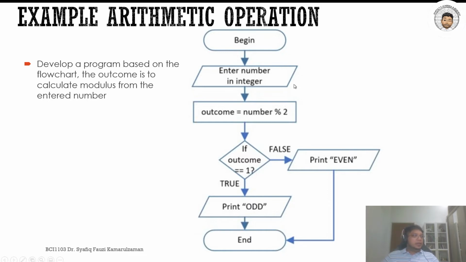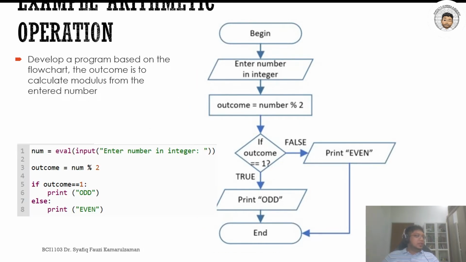Begin, enter number in integer. Outcome is equal number modulus 2. If outcome is equal 1, which is true, print odd. If outcome is false, print even. So this is one of the tasks that we are going to do today. Basically, what we are going to do is this short program.